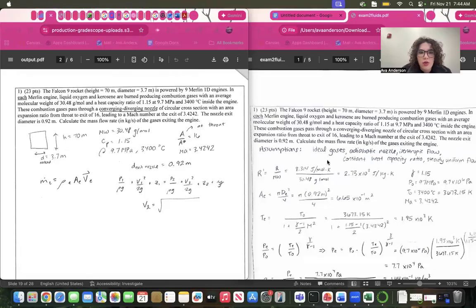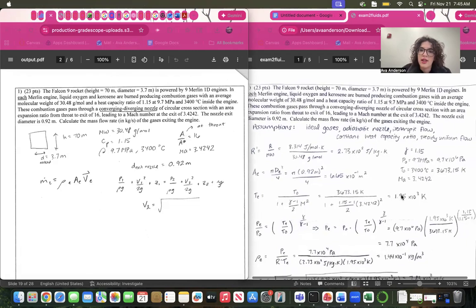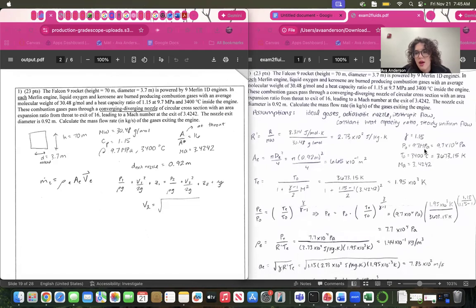Okay, cool. I'm gonna start with number one. I didn't write down assumptions for some reason when I did this in the exam, but for number one, the assumptions start by using ideal gases, adiabatic nozzle, isentropic flow, and there's a constant heat capacity ratio, and it's steady, uniform flow. Gamma is 1.15.